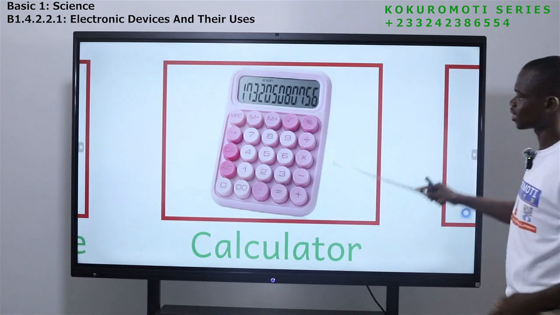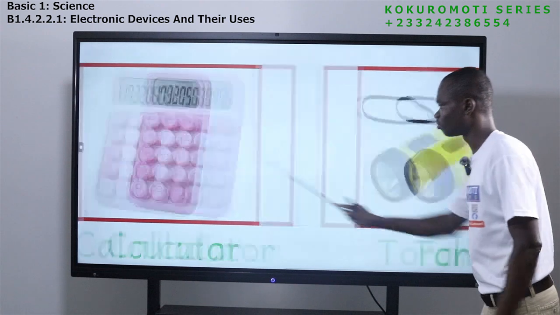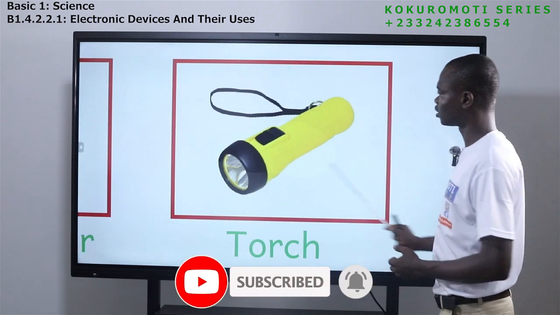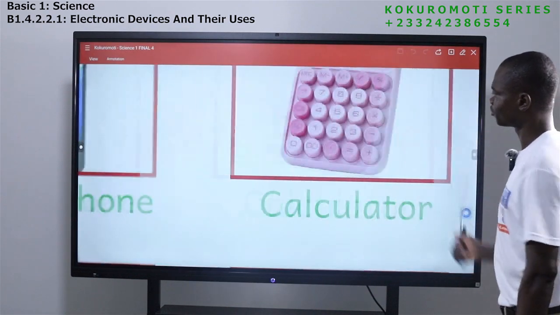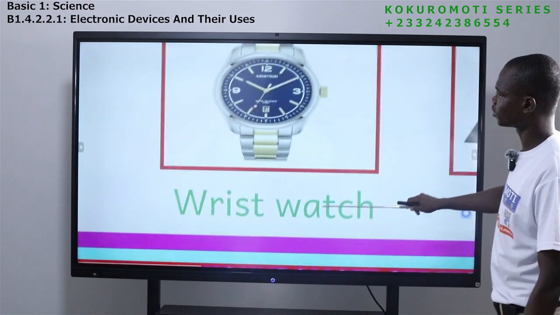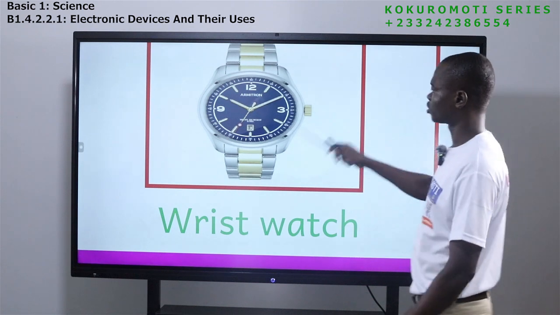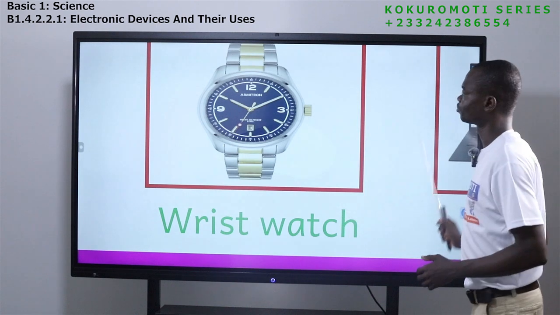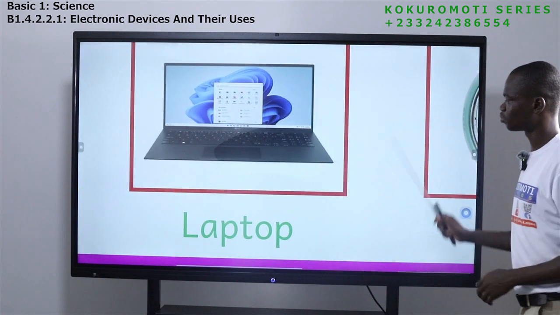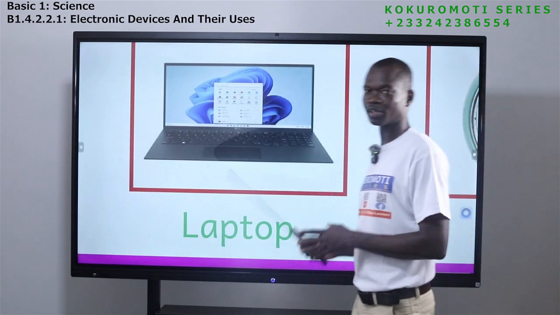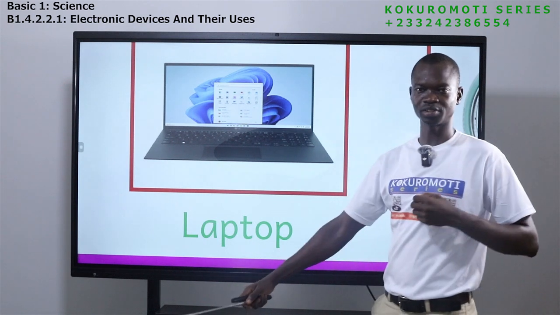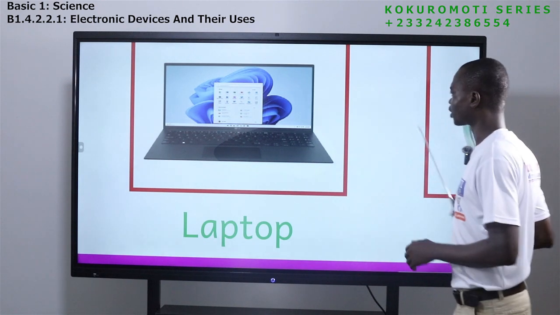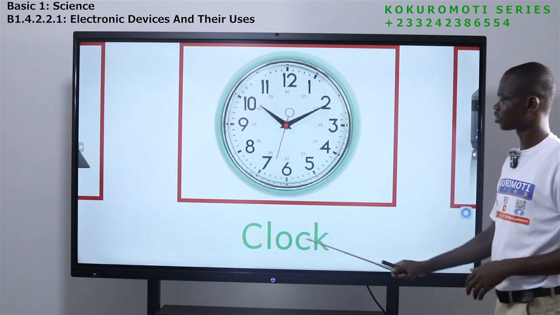Now we have this. This is called a calculator. It uses battery. This is a torch. We use this in the night. It also uses battery. Let's look at the next one. This is a wristwatch. It also uses battery. Now we have a laptop. You can use battery. You can also plug it and use electricity directly. But mostly laptops come with battery.